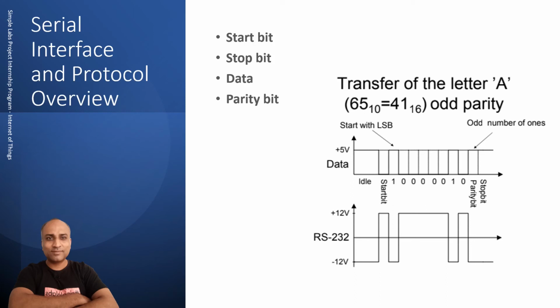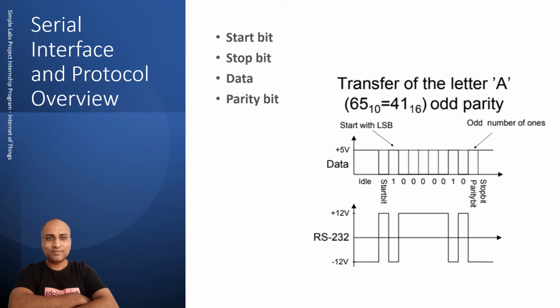Now if you look at it, this line is idle here. Then the start bit is the start of information. When this line is idle, it's maintained at minus 12 volts. And when the start bit is being communicated, it goes to plus 12 volts. And then 1 is communicated by maintaining minus 12 volts, and the 0s are communicated by maintaining plus 12 volts. Again, the 1 is communicated by minus 12 volts and the 0 by plus 12 volts. And then the parity bit and the stop bit are both ones in this case, and so it is maintained at minus 12 volts.